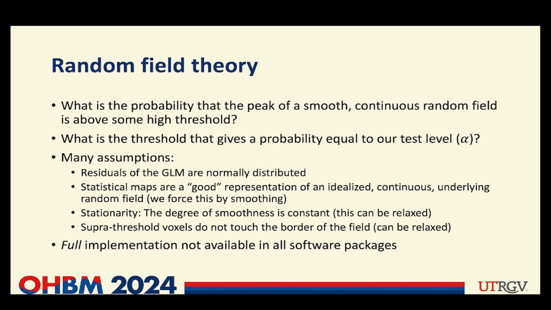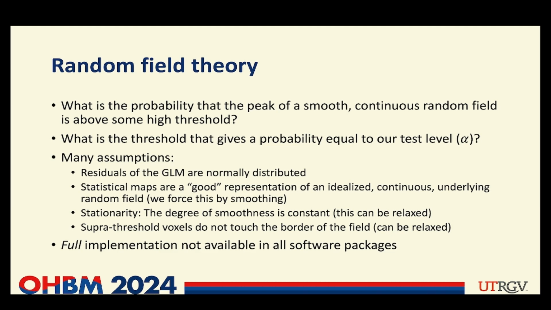And if you do that, you calculate the threshold, and that corrects that for you. So the main problem with this is that it's based on many assumptions, and many of those assumptions are very unrealistic. For example, the residuals of the GLM have to be normally distributed. The statistical maps have to be a good, whatever that means, representation of an idealized, continuously differentiable, by the way, I didn't write here, but it has to be that too, continuous underlying random field. And because this never happens in reality, not with MRI-based imaging, we normally have to apply smoothing to the data. So smoothing becomes a requirement of the methods, and people normally don't like that.